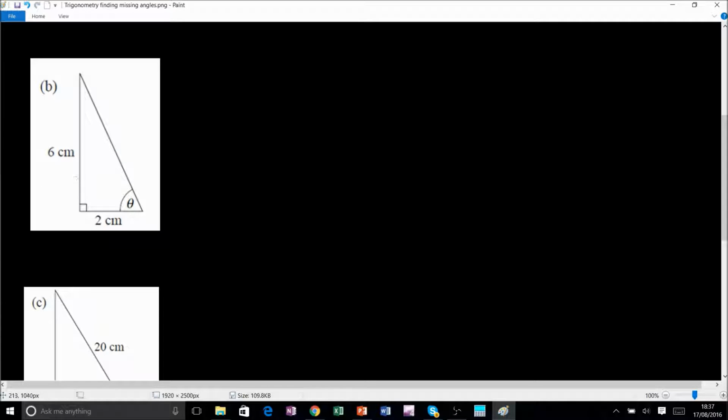Now let's look at this example. Again, we're going to name our sides. We've got the adjacent here, and we've also got the opposite. I'm looking at this angle here. What uses the opposite and the adjacent? Well, that's tan, isn't it? So theta is equal to the inverse operation of tan of opposite over adjacent, which is 6 over 2.